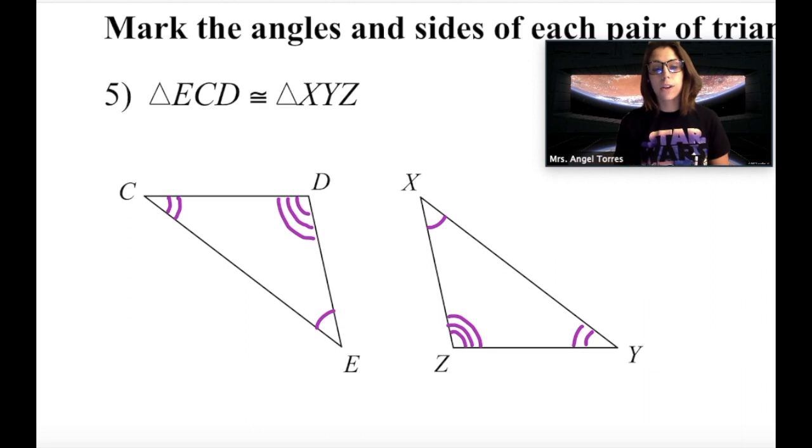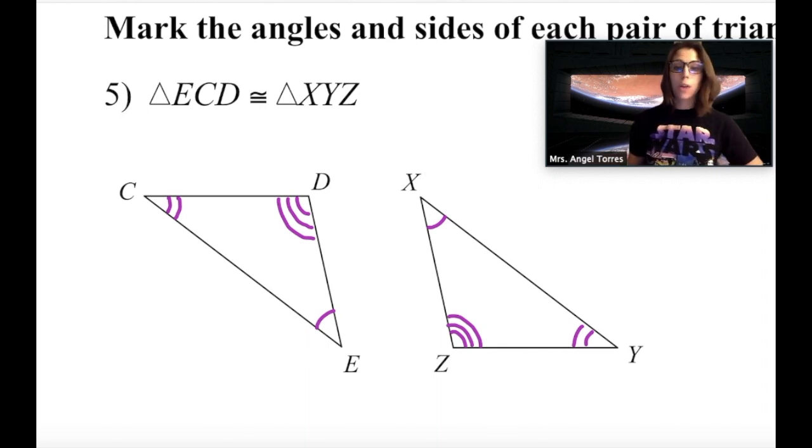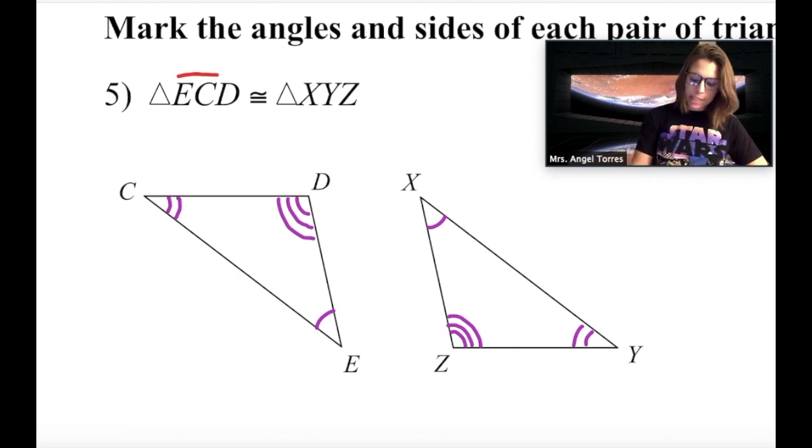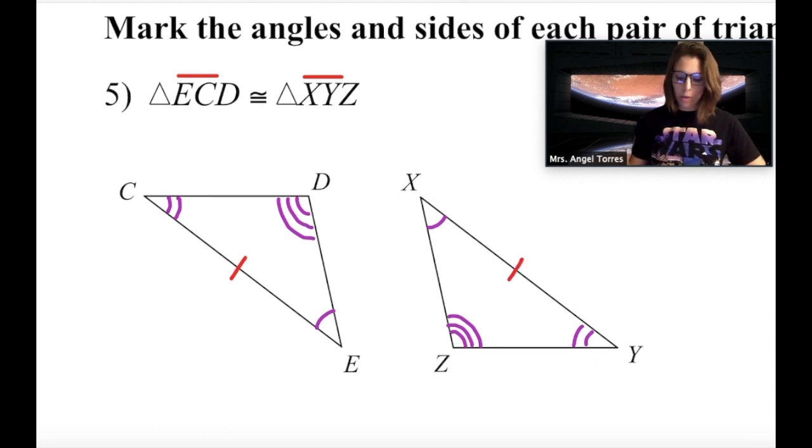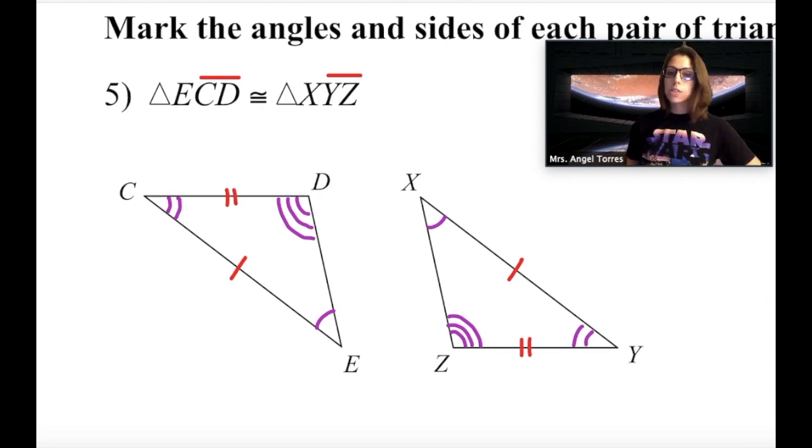Now that all the angles are labeled, I can go in and show which sides are congruent. I'm going to do that with the use of tick marks. And I can also not only look at the image, but also look at the statement. This is showing me that side EC is congruent to side XY. So EC gets 1 tick mark, and XY also gets 1 tick mark to show that they are congruent. This is also showing me that side CD is congruent to side YZ. Well, I've already used 1 tick mark, so I'm going to use 2 tick marks on side CD and 2 tick marks on side YZ to show that those are congruent.